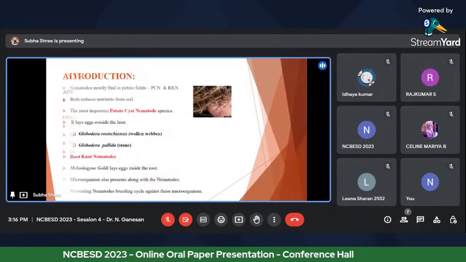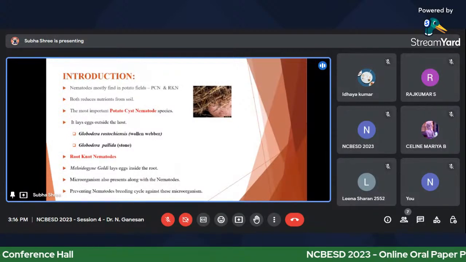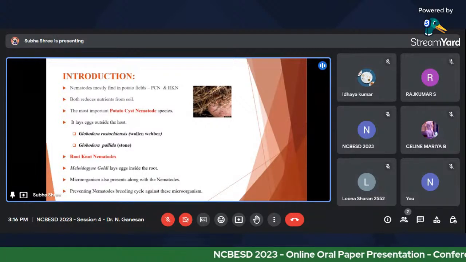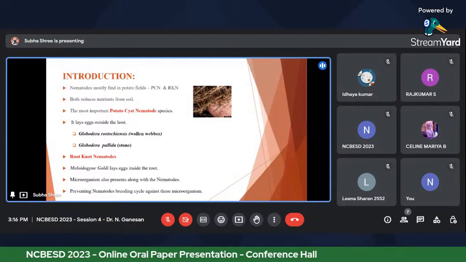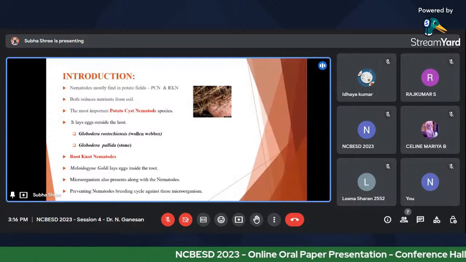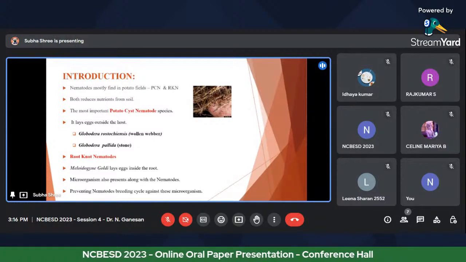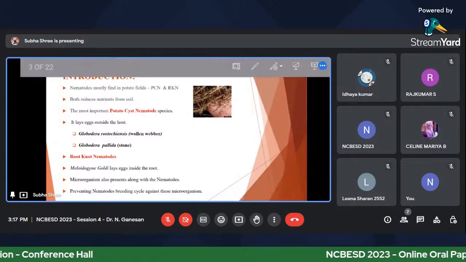First of all, the potato cyst nematode and root knot nematode. Potato cyst nematode is a pathogen present in the soil where potato is cultivated. It absorbs the nutrients and reduces the growth of the potato. It lays a cyst which contains n number of eggs, and root knot nematode lays eggs like egg masses. Both are pathogens which affect the potato.